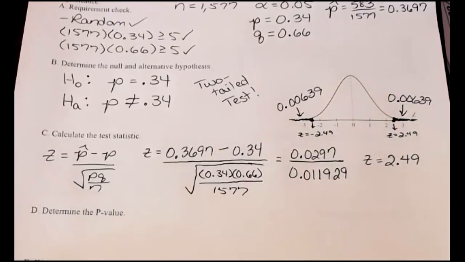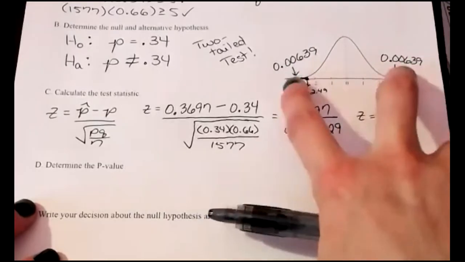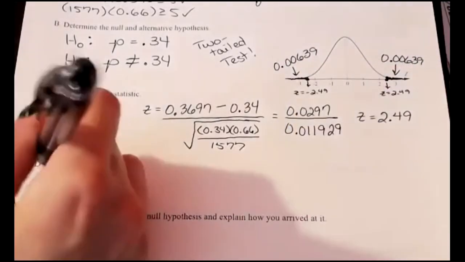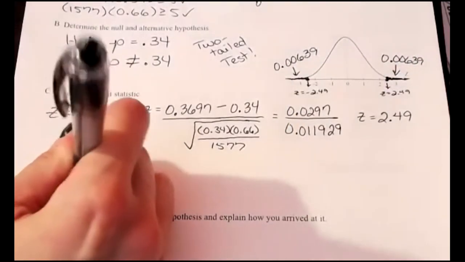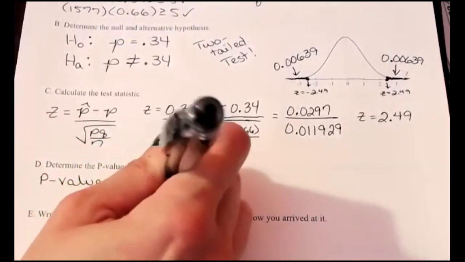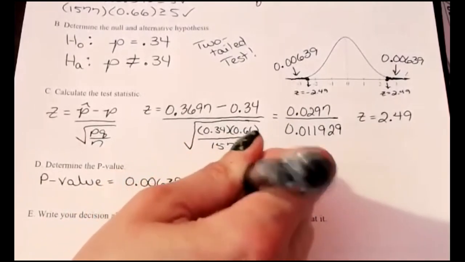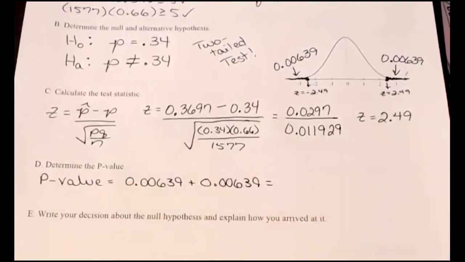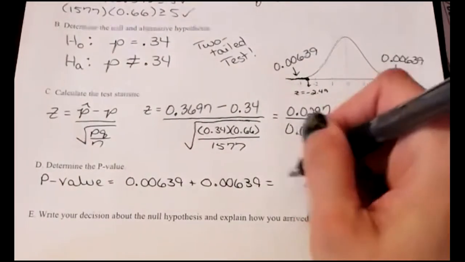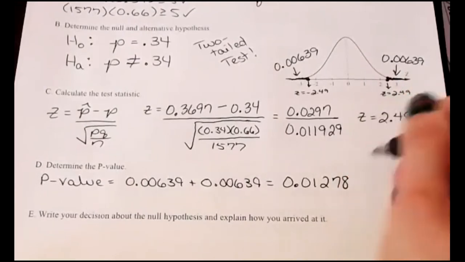And now the p-value is just the sum of those two. So let's determine the p-value. I'm going to write out 0.00639 plus another one. You could write multiplied by 2, whatever your heart desires, or you could just add the 2 up. So your p-value is 0.01278.